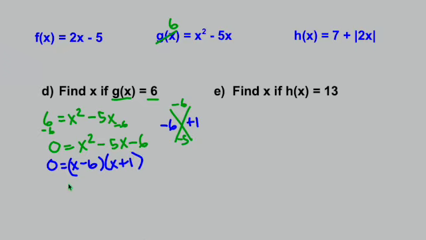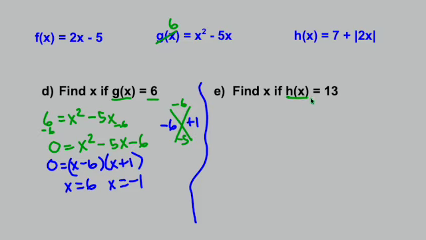So therefore, our answer here is 6. And then our answer over here is negative 1. So in this case, there's actually two answers for what x is, not just one. x is 6 and x equals negative 1. Likewise, over here, I'm going to need to do the same kind of logic.